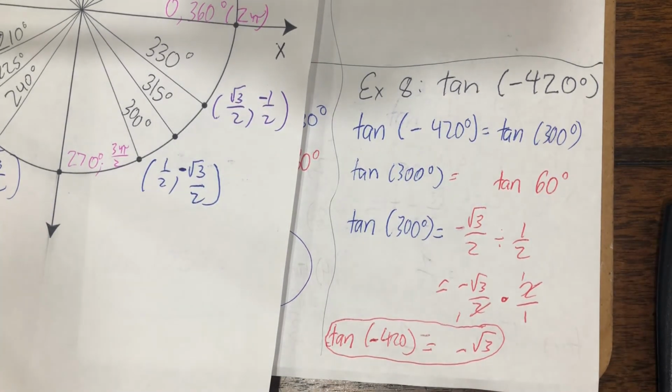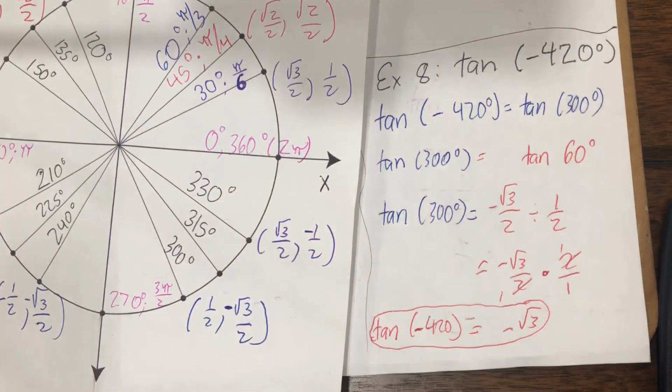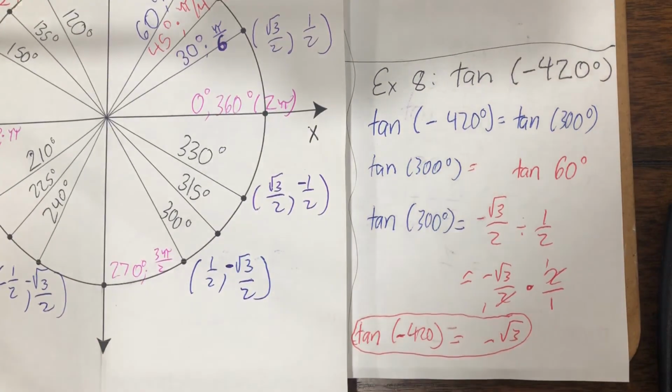All right, so we have looked at all examples where we evaluate a trig function of an angle measurement, whether it is between 0 and 360 or away from the range.